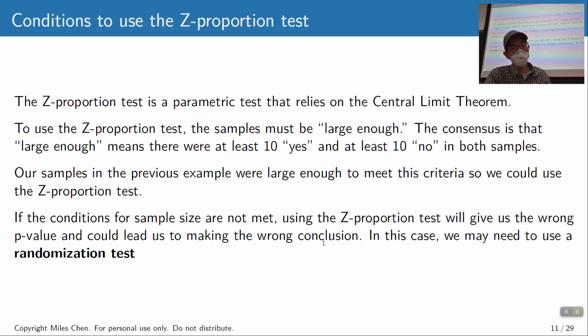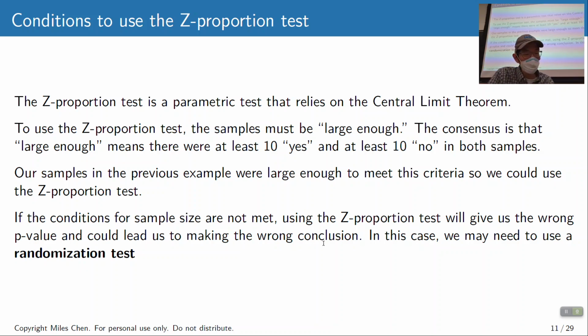But if you have a sample that's not big enough, it doesn't meet this criteria, then you can't use the central limit theorem. You can't assume that it follows a normal distribution. And if you do use the normal distribution, it could give you the wrong p-value. It could end up leading to the wrong conclusion.